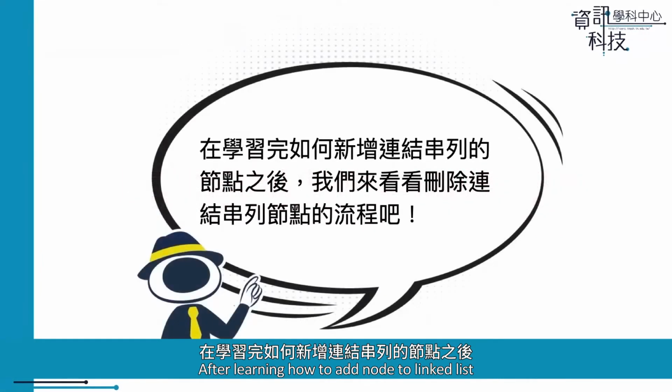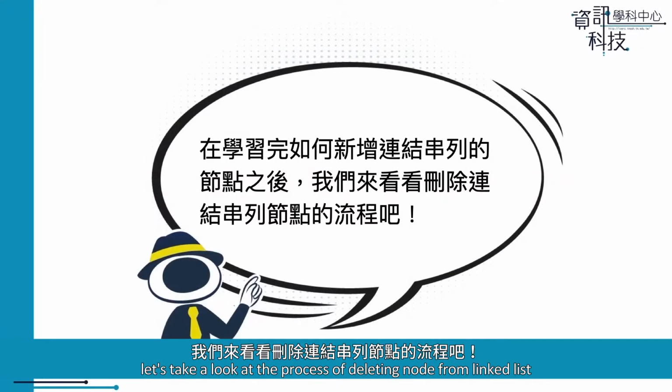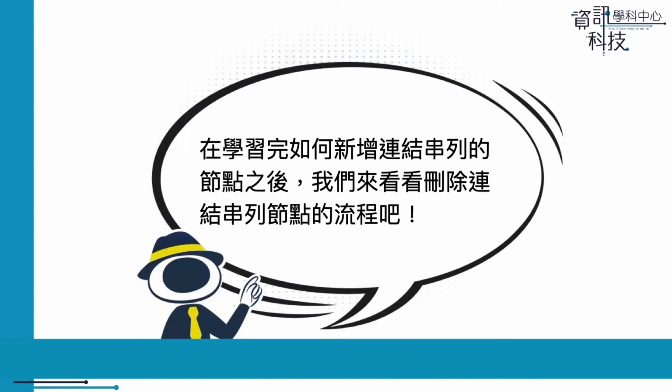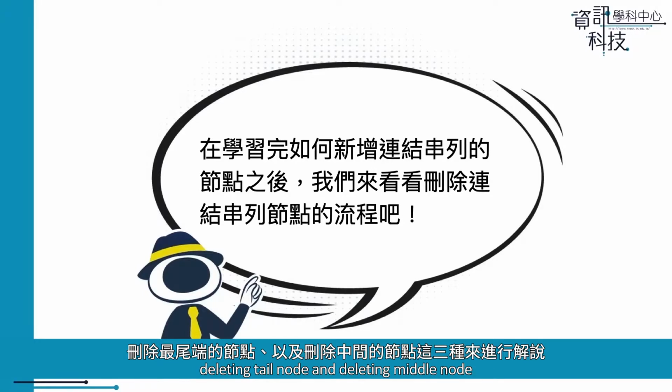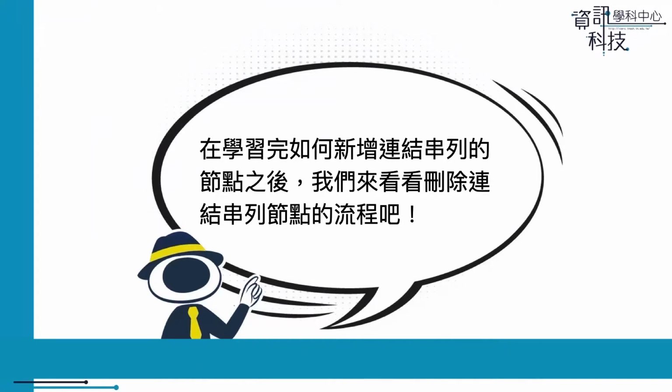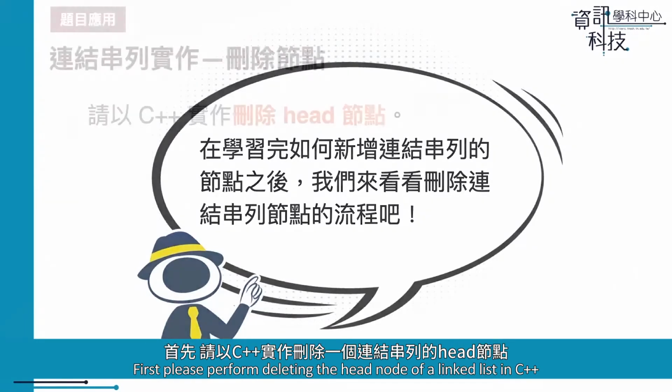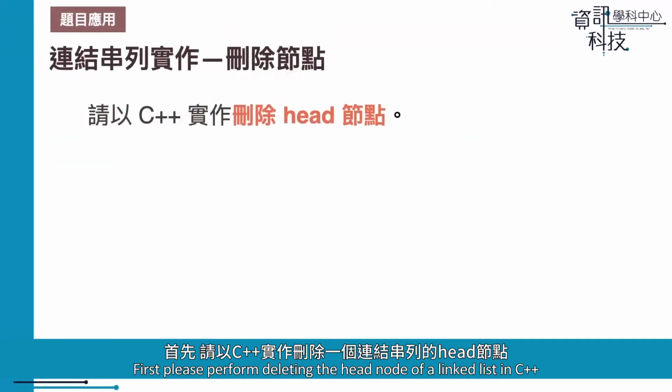After learning how to add a node to a linked list, let's take a look at the process of deleting a node from a linked list. It would be explained in 3 aspects: deleting the head node, deleting the tail node, and deleting a middle node. First, please perform deleting the head node of a linked list in C++.